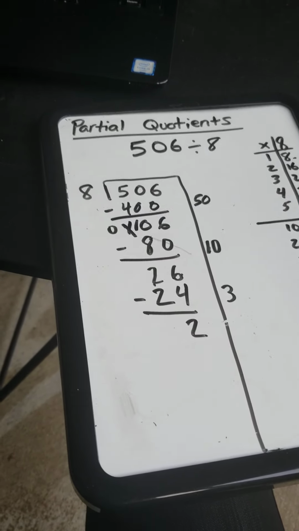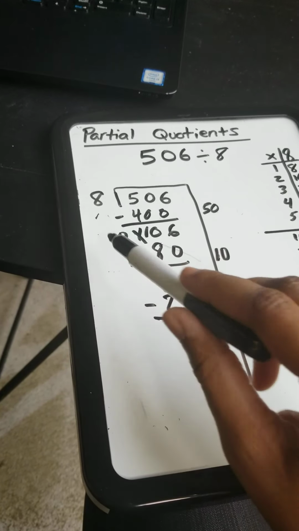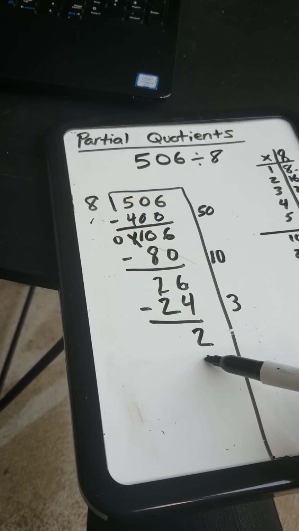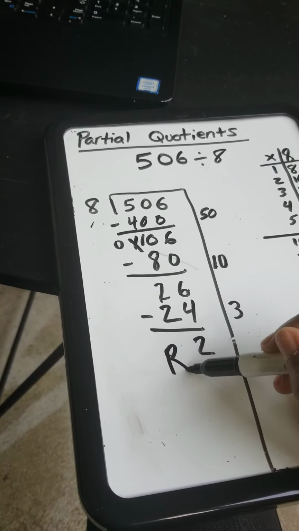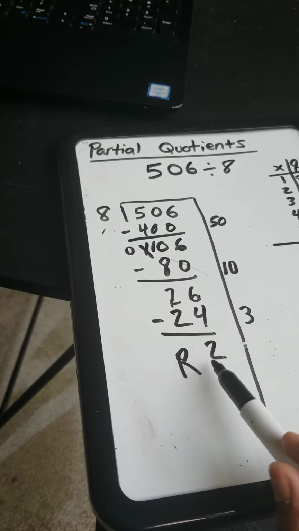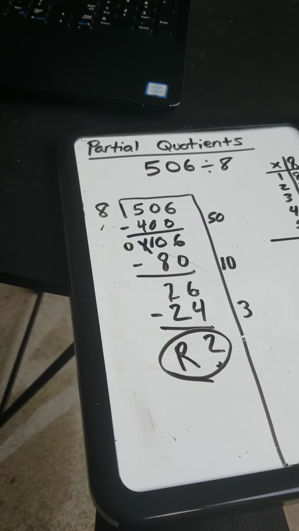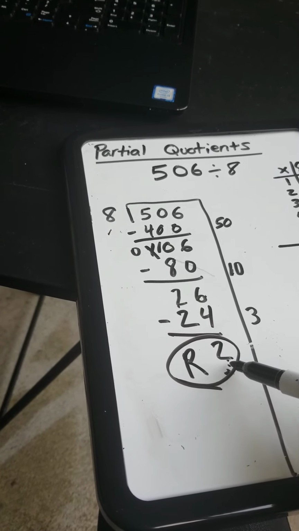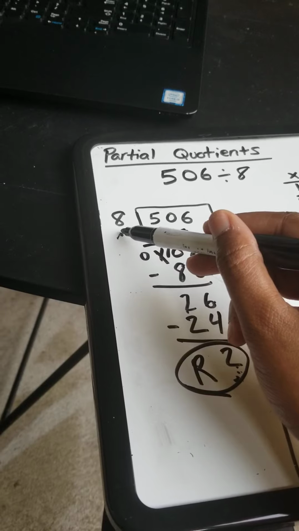Now, hold on. 2 is less than 8. So that means I have a remainder, because I cannot divide anymore. This is a remainder, only if your number is less than what you're dividing by.